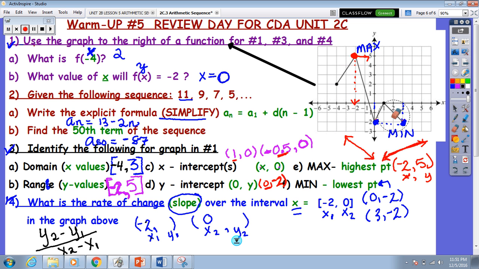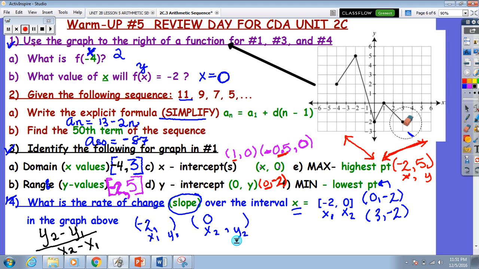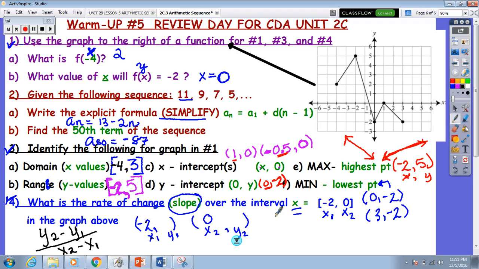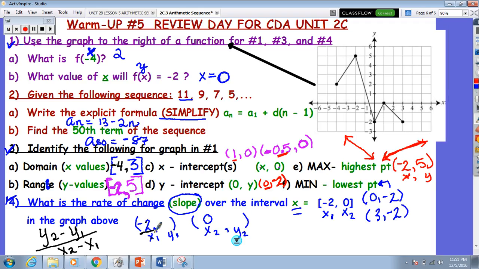So let's erase. All right, now we're looking for the y value. So let's go to where x is -2 so we can figure out what the y value is. X is -2 at this point right here. And the only point that I see on the zigzag line is this one right here. So what is the y value here? 5.